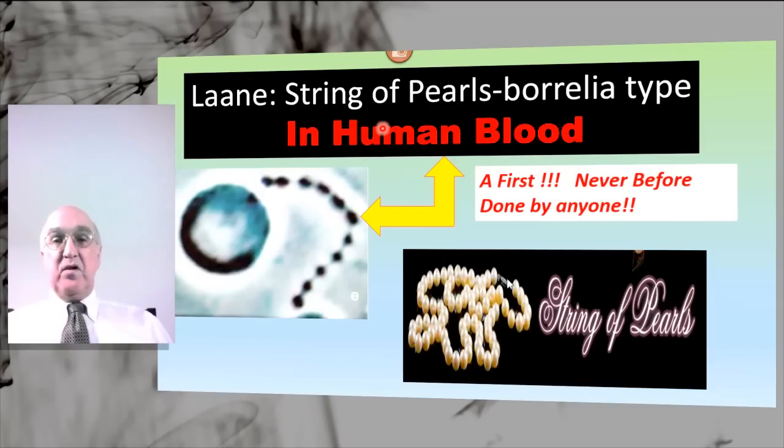The Laane string of pearls type organism is found in human blood. This is a first. This has never been done before by anybody on the planet. And this is a string of pearls from one of Dr. Laane's patients in human blood. This is probably a cystic form. And so you see that the pearls have some relationship in form and shape, size, to a string of pearls.